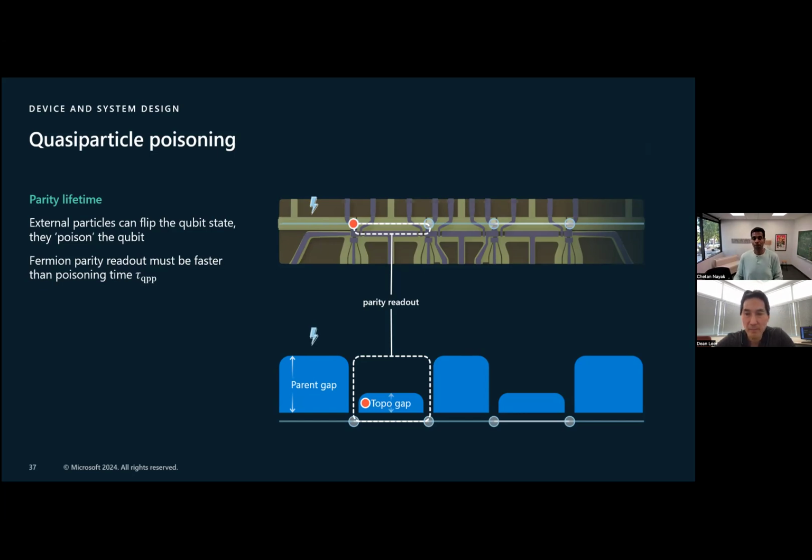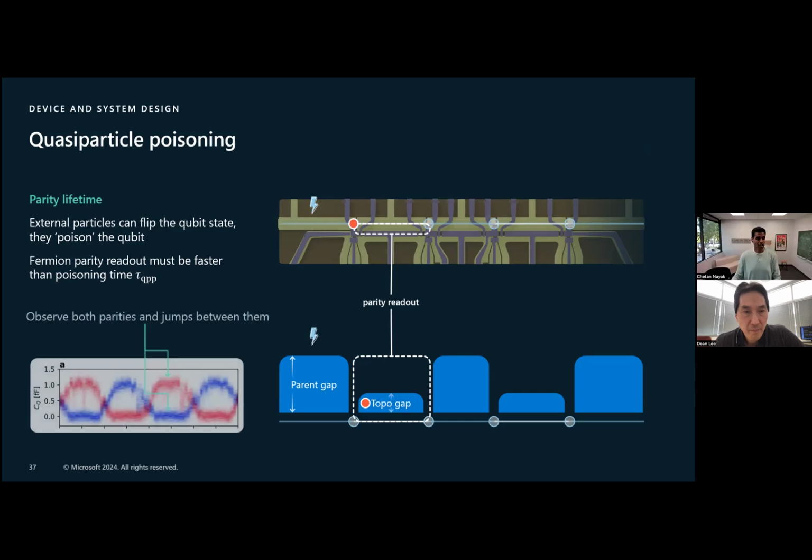So we need our fermion parity measurement, when I said we need it to be very accurate and fast, of course it has to be fast because we want to operate our quantum computer fast, but it also has to be faster than this poisoning time. This tau QPP is the quasi-particle poisoning time. And if it's faster than that time, then if we just monitor our device, what we'll see with each measurement is either the red or the blue, and we will see some occasional jumps in between them, that jumping back and forth as we go over time scales longer than this quasi-particle poisoning time. Okay. So we need our measurement time to be shorter, and then we can monitor over longer times. Okay, take a time trace.